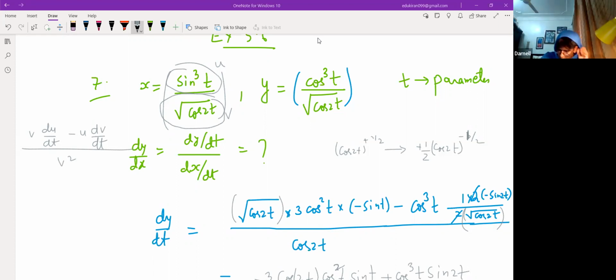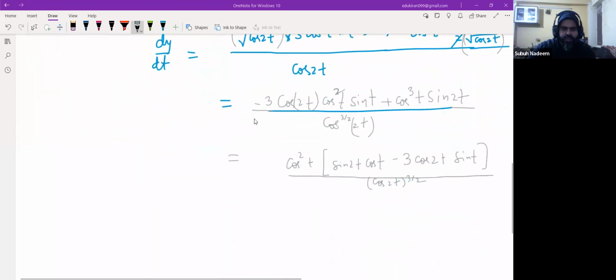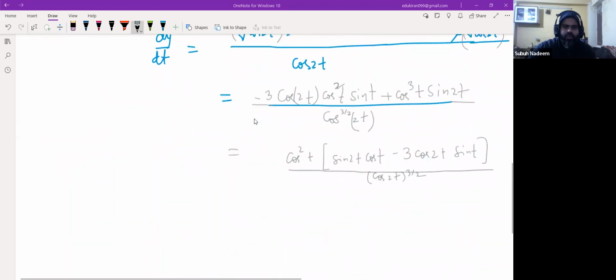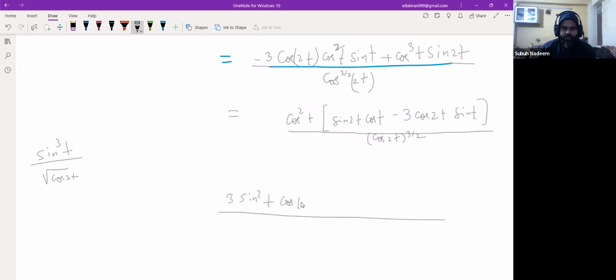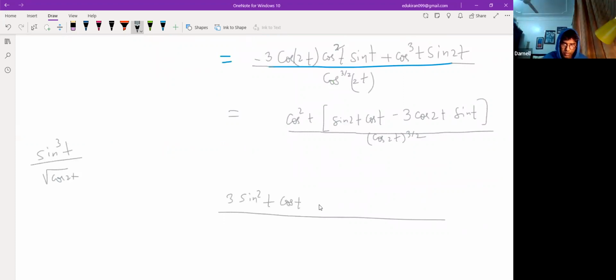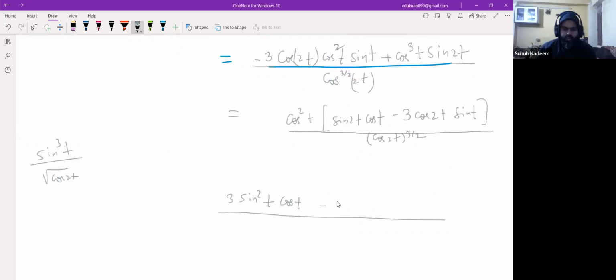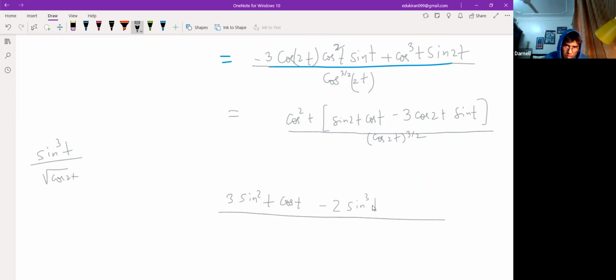So it will be 3 sine square t cos t minus sine cube t by root cos 2t. This is sine cube t by root cos 2t. Yeah, now you can tell. 3 sine square t cos t minus, sorry, minus 2 sine cube t into sine 2t, and by cos to the power 3 by 2 of 2t.